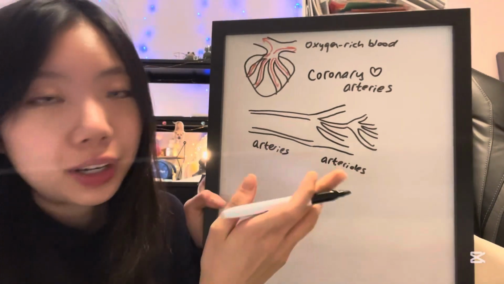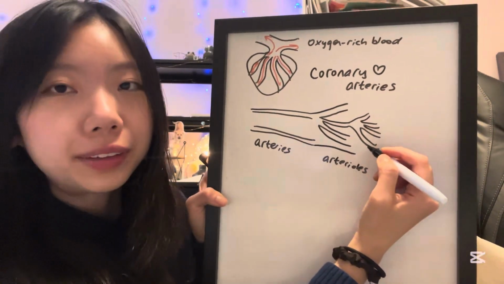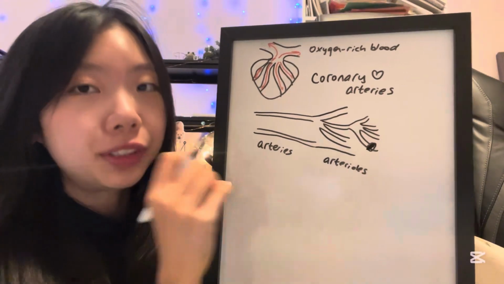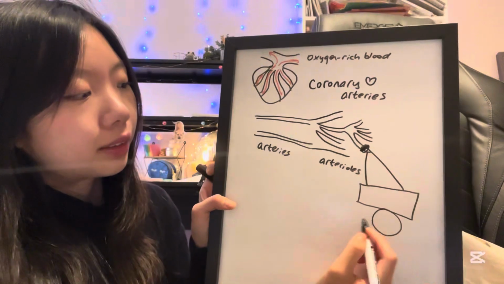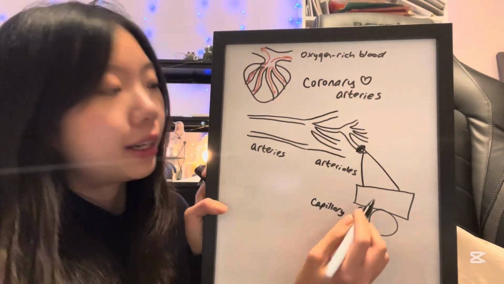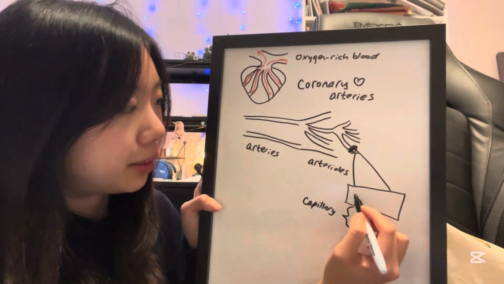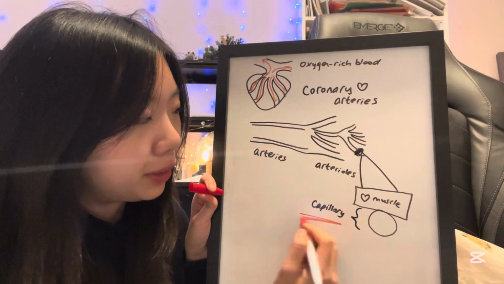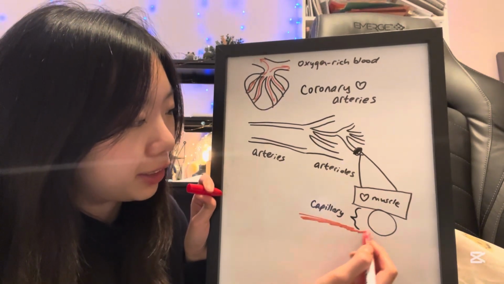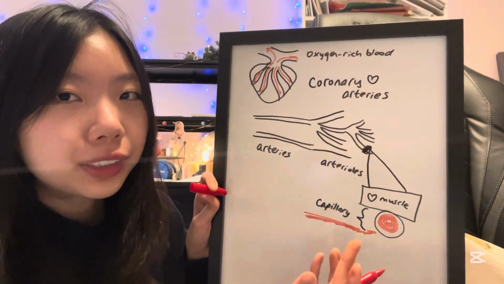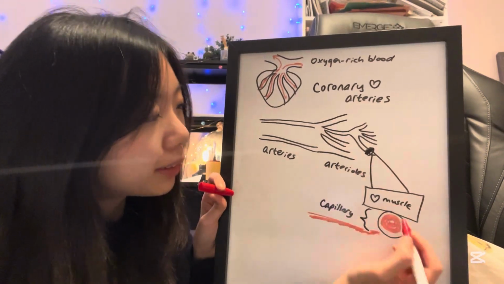And if you take a cross-section of one of these capillaries, this is what we're going to find. So if we cut this part and then we zoom in, this is the cross-section of the capillary. And this represents a heart muscle cell. Once oxygen-rich blood reaches the capillary from the arteries then to the arterioles, what it carries is oxygen and nutrients, but we're focusing on oxygen here.